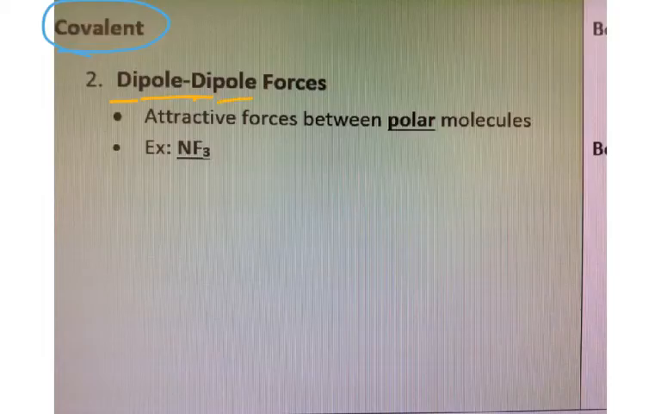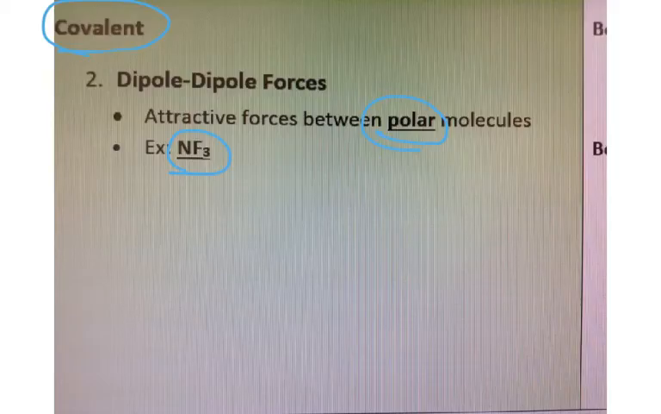So what does di mean? Well, if you remember from your prefixes, di is 2, and pole means that it is polar, or it's got some sort of polarity with that pull of electrons. So what is a dipole-dipole force? What type of compounds would that be shown in? Well, that is found in polar molecules. And so the example that I give you is NF3.